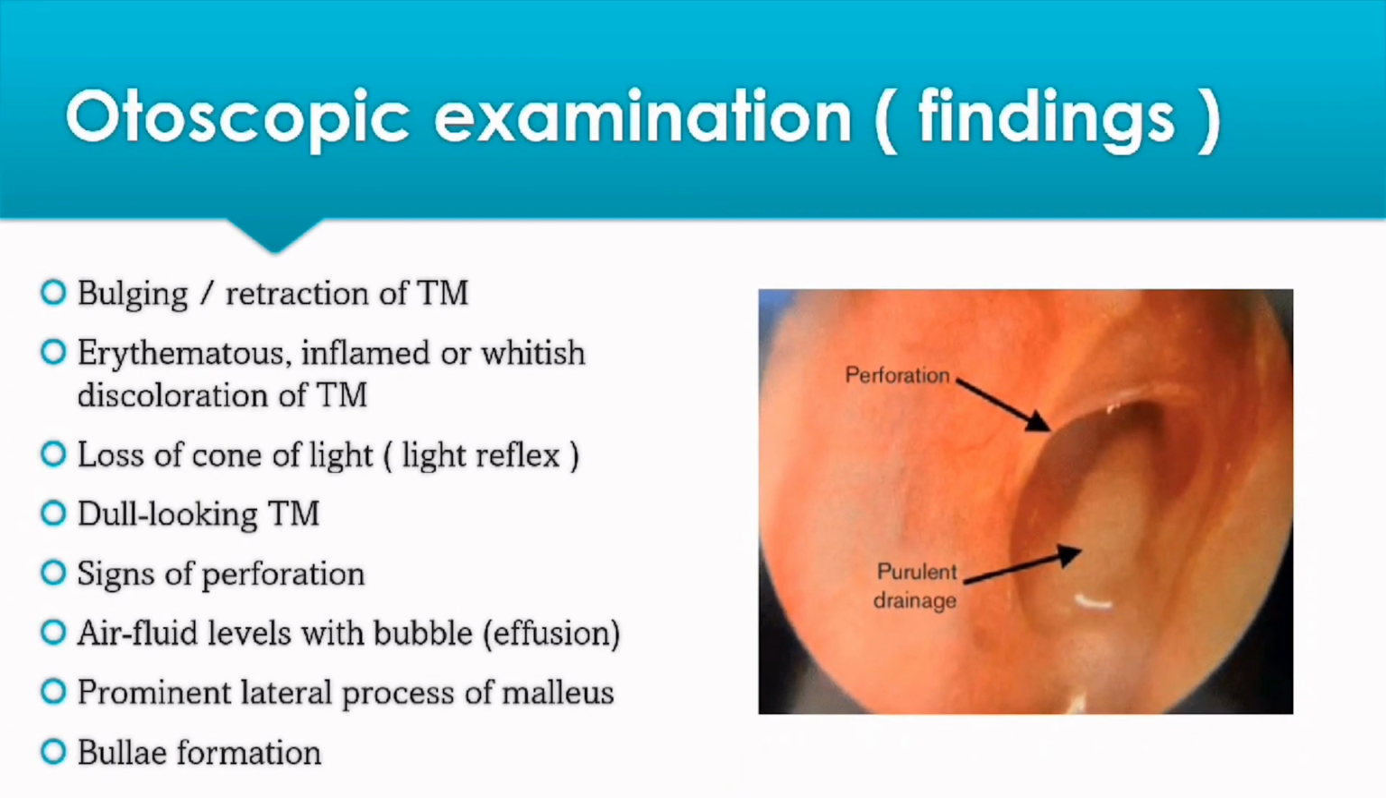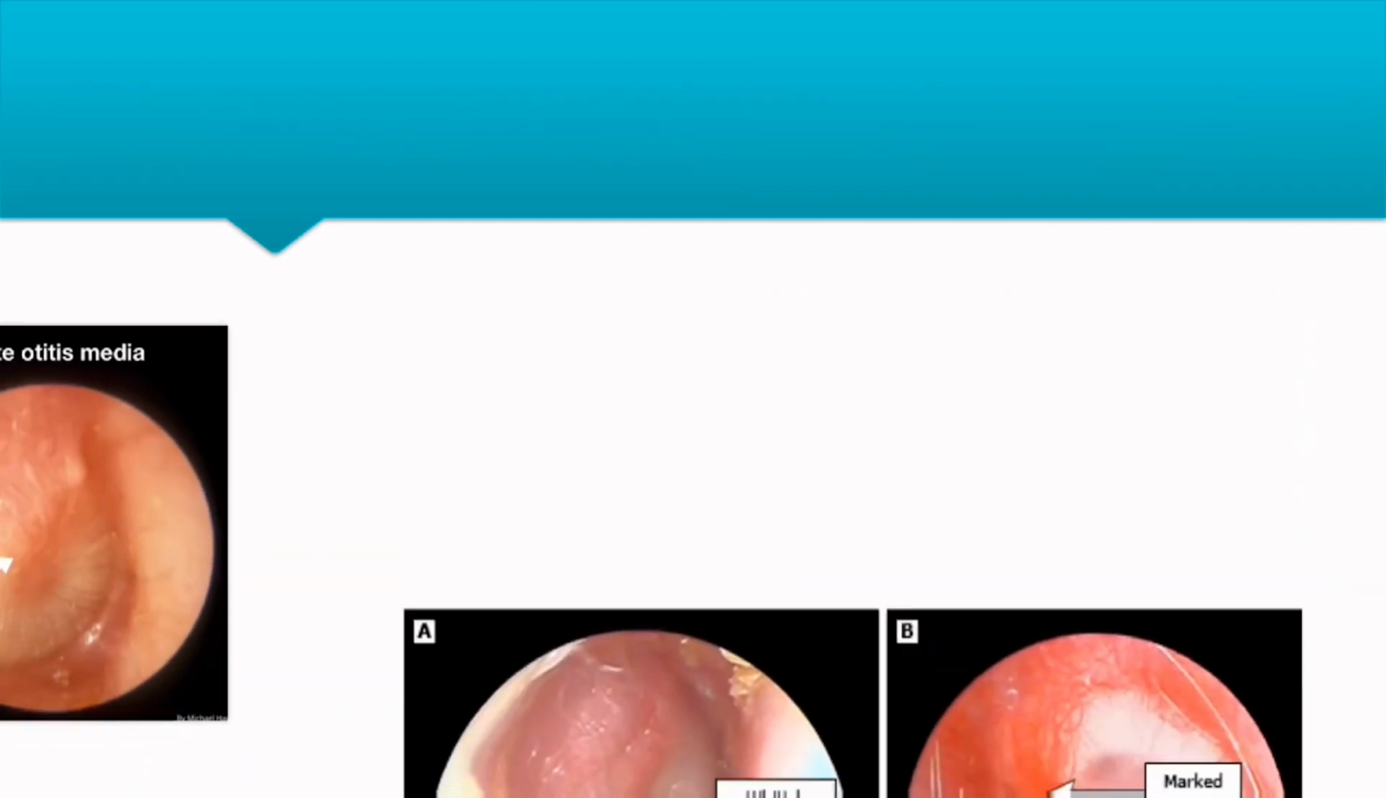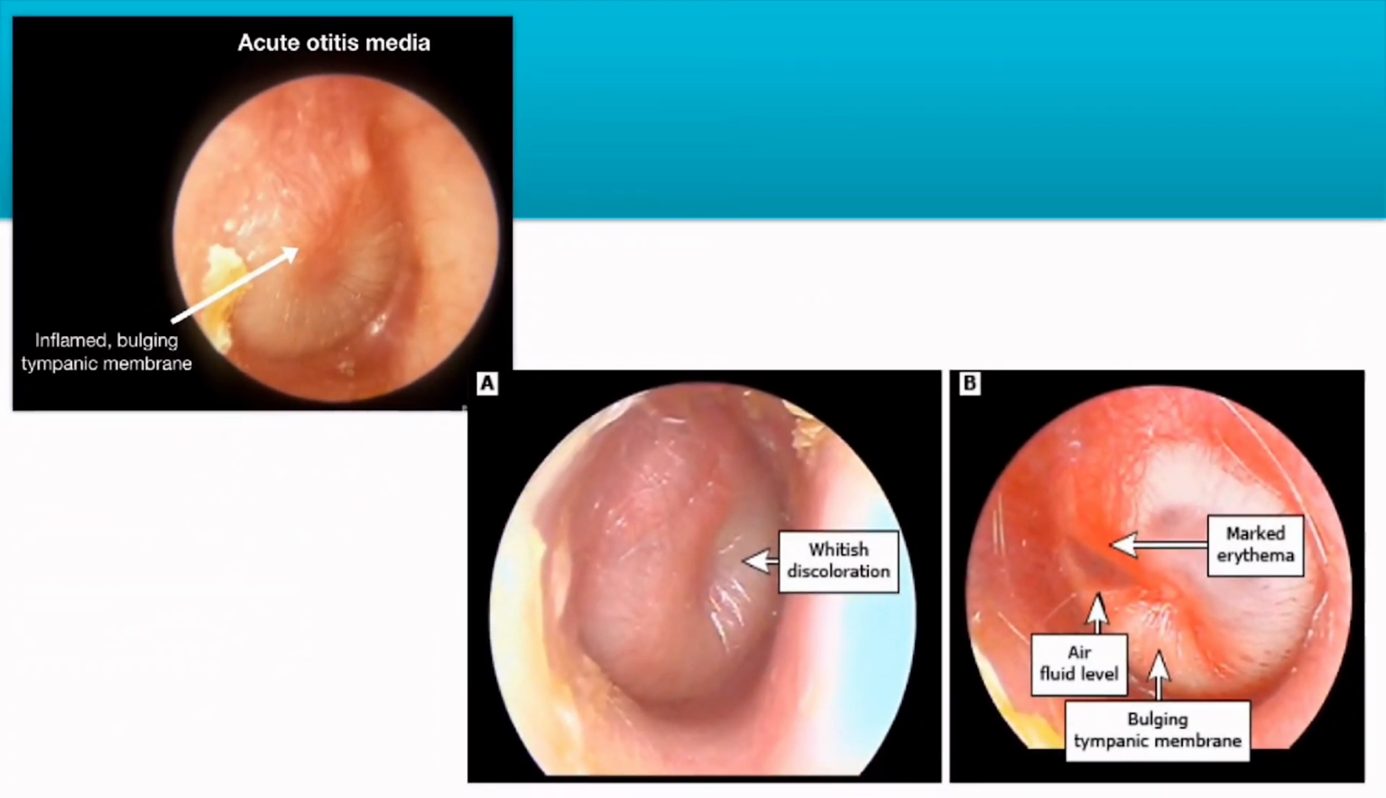Otoscopic findings are bulging or retraction of TM, erythematous, inflamed or whitish discoloration of TM, light reflex, dull-looking TM, signs of perforation, effusion, prominent lateral process of malleus, and bullae formation. So these are the pictures to illustrate the inflamed, bulging tympanic membrane, the whitish discoloration, and also marked erythema, air fluid levels, and bulging tympanic membrane.